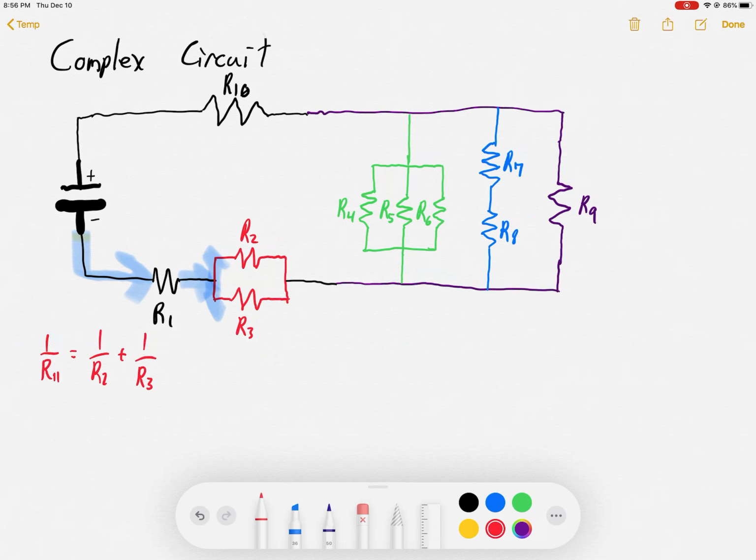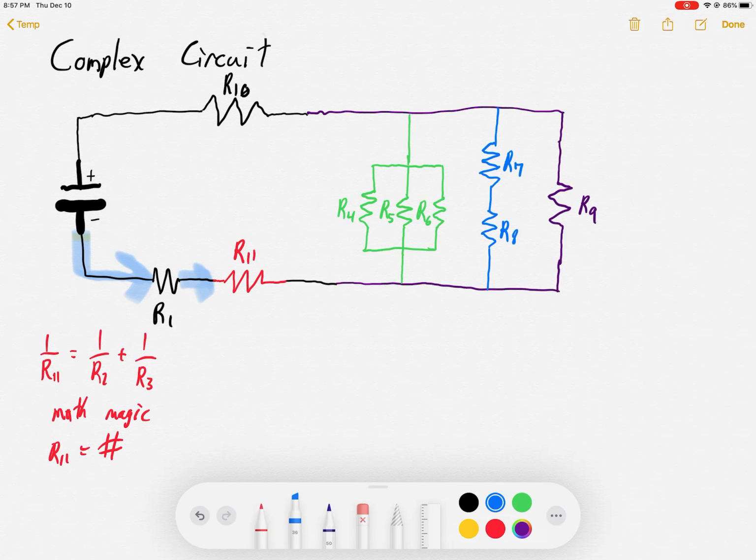So what's going to eventually happen? You're going to work through this, and some math magic is going to happen, and you're going to get that R11 equals some number. And so this parallel circuit has the same resistance as a single resistor, whatever that value is for R11. And then the current is going to continue forward.